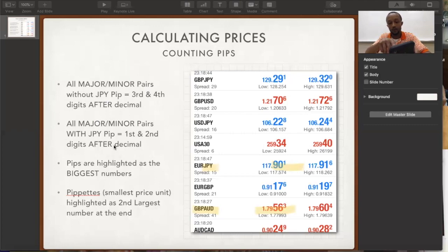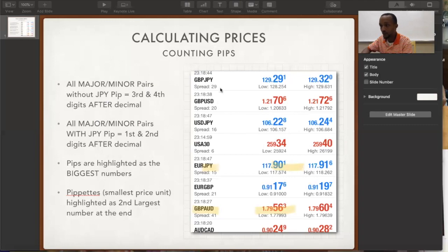So the number before the decimal, or in the case of a pair without JPY, it would just be the second number after the decimal, has to increase in order for you to get to that next 100 pips, so to speak. So to decrease this by 100 pips, I'm going down to 128. Decrease it another 100 pips, I'm going down to 127. So that's how you count your pips. That's how you recognize them.